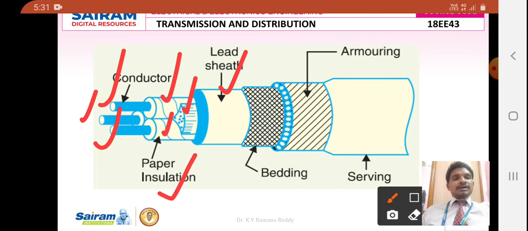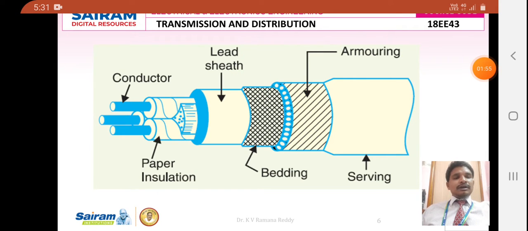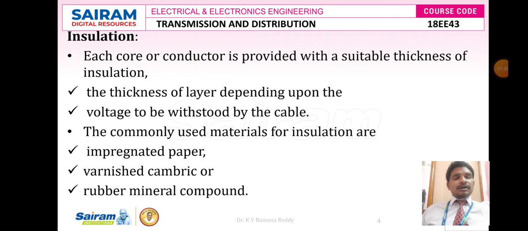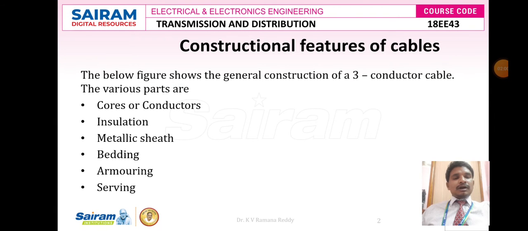Again, the lead sheath is covered by one more material called bedding. Bedding is simply a galvanized sheet which is used to protect the lead sheath against corrosion. Then again it is covered by one more material called armoring. Armoring is again covered by serving. So now we are going to discuss each and every part of this three-core cable very clearly, and its function.